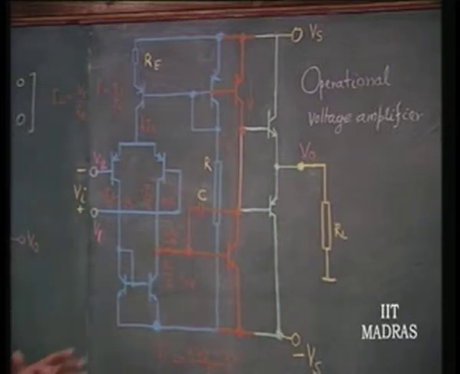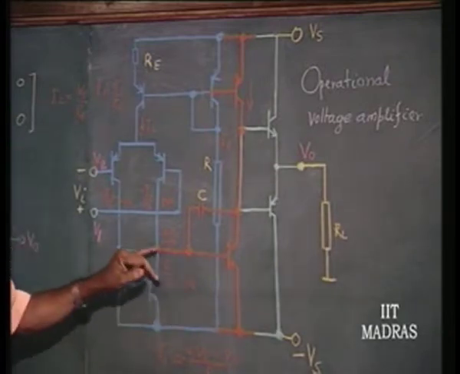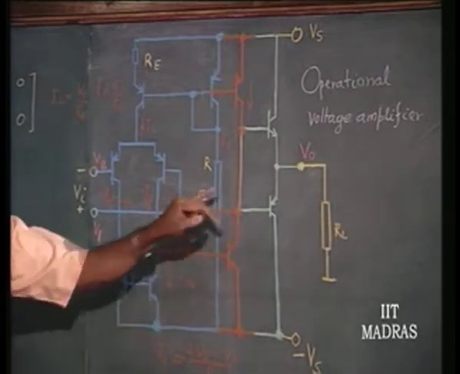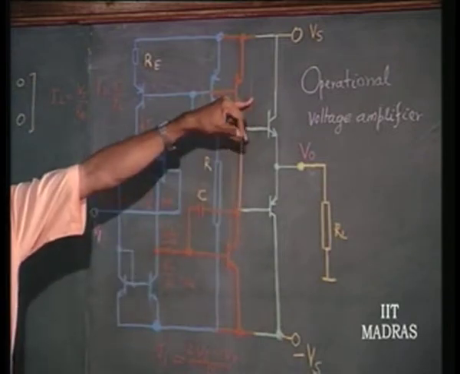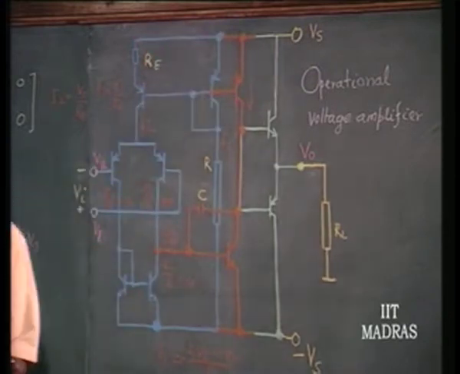But given a situation, now we are able to obtain the open loop gain of this stage. What is the open loop gain of this particular stage? 2 delta I into beta into the effective collector resistance at this point, that is the DC open loop gain, DC.